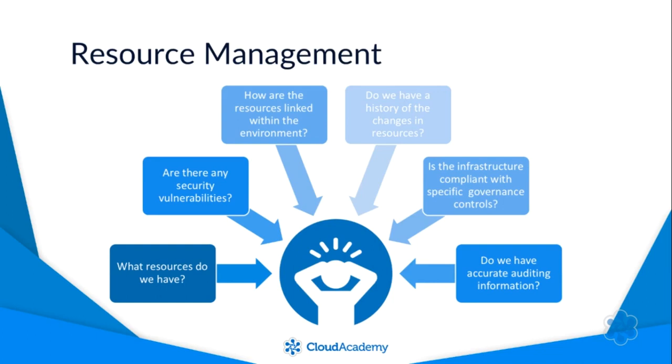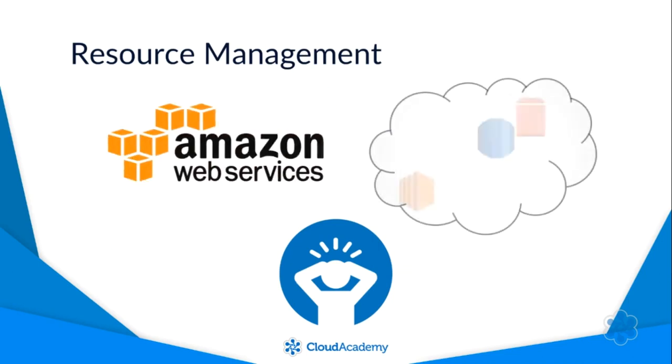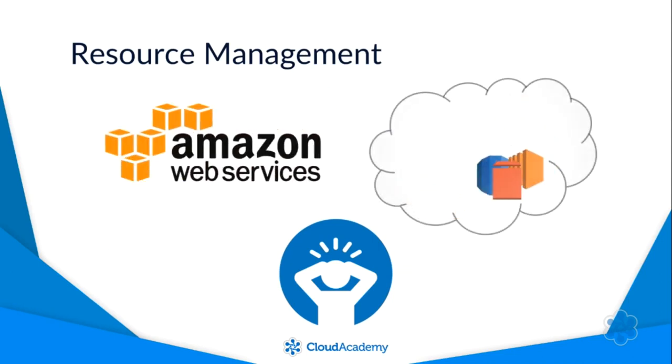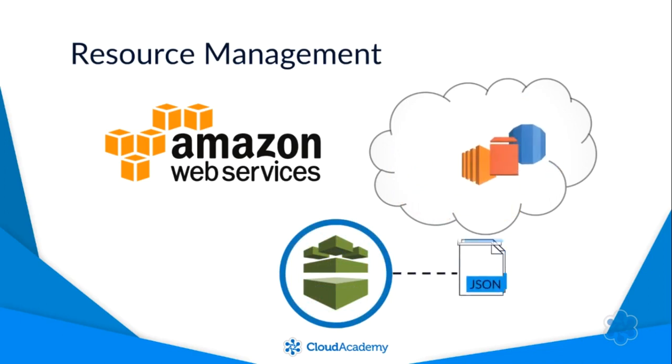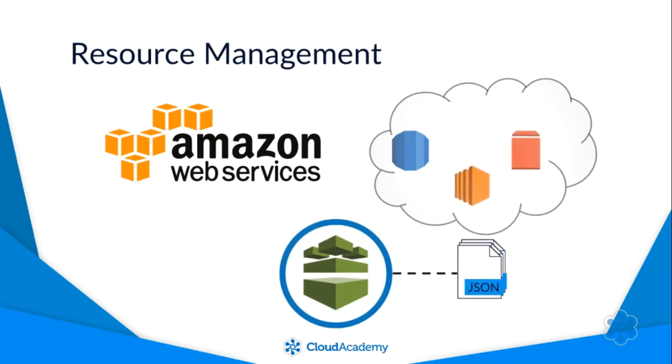AWS is aware that due to the very nature of the cloud and its benefits, the resources within an AWS environment are likely to fluctuate frequently, along with the configurations of the resources. The cloud by its very nature is designed to do so, and so trying to keep up with the resource management can be a struggle.